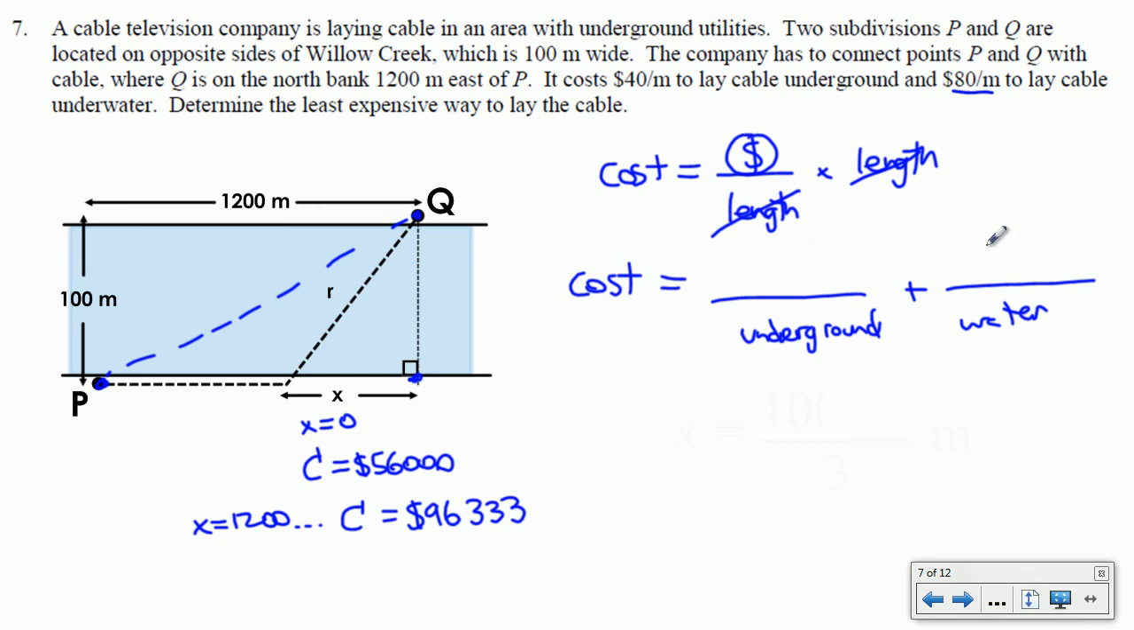Once you have your pieces, make sure it's all in terms of one variable. So it might be good to express it entirely in terms of x, right? Get rid of the r if you can. You know, this side is 100. This is x, that's r, and you're off to the races.